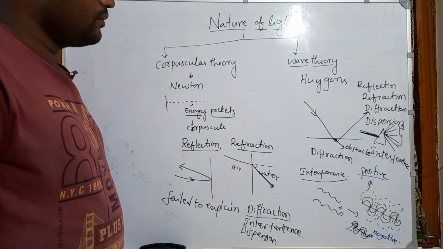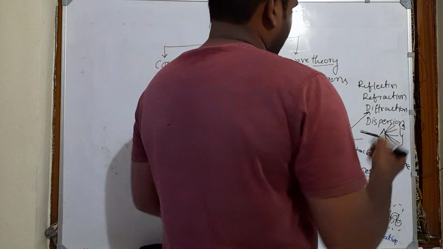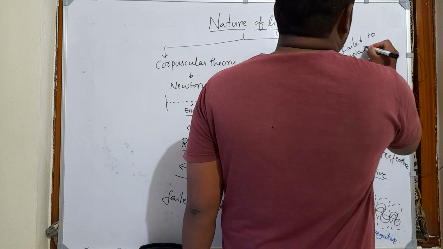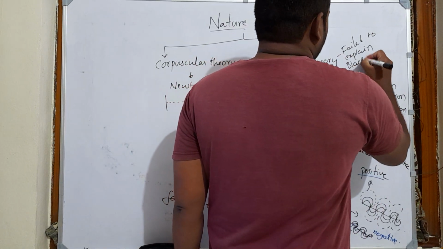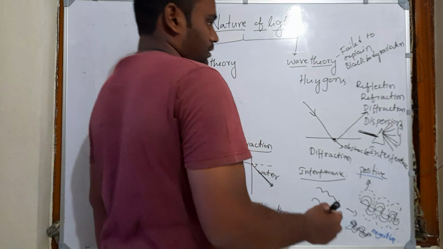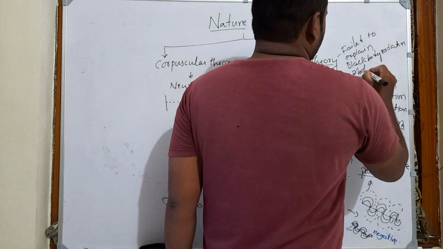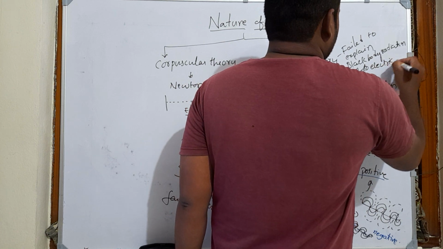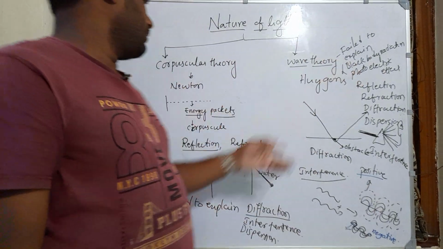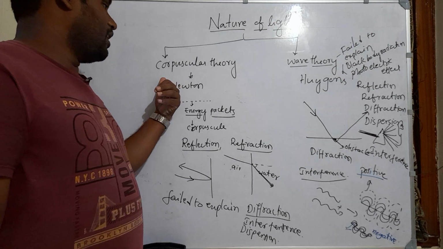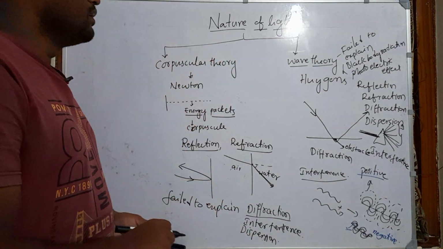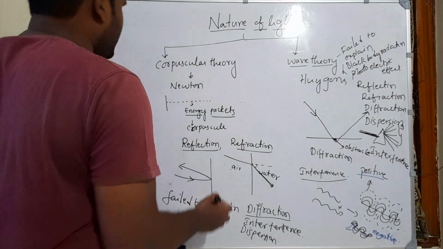But wave theory also failed to explain black body radiation and the photoelectric effect. We can explain black body radiation and the photoelectric effect by using the combination of the corpuscular theory and wave theory, and finally there is an agreement between the corpuscular theory and wave theory. So they said that light has dual nature.